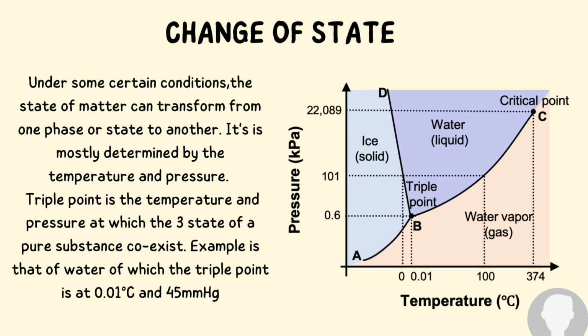Triple point is the temperature and pressure at which the three states of matter of a pure substance coexist. An example is that of water, in which the triple point is at 0.01 degrees Celsius of temperature and 4.5 millimeters of mercury pressure. As you can see from the graph above, the point at which water exists as solid, liquid, and gas is point B, and that is called the triple point of a pure substance. This pure substance exists at equilibrium at this point.